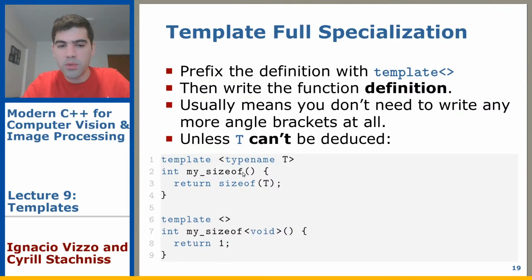So if you want to define sizeof for all the types in a C++ program, then we need to do a full specialization for void. And why do we use angular brackets here? Because sizeof does not take any input argument.